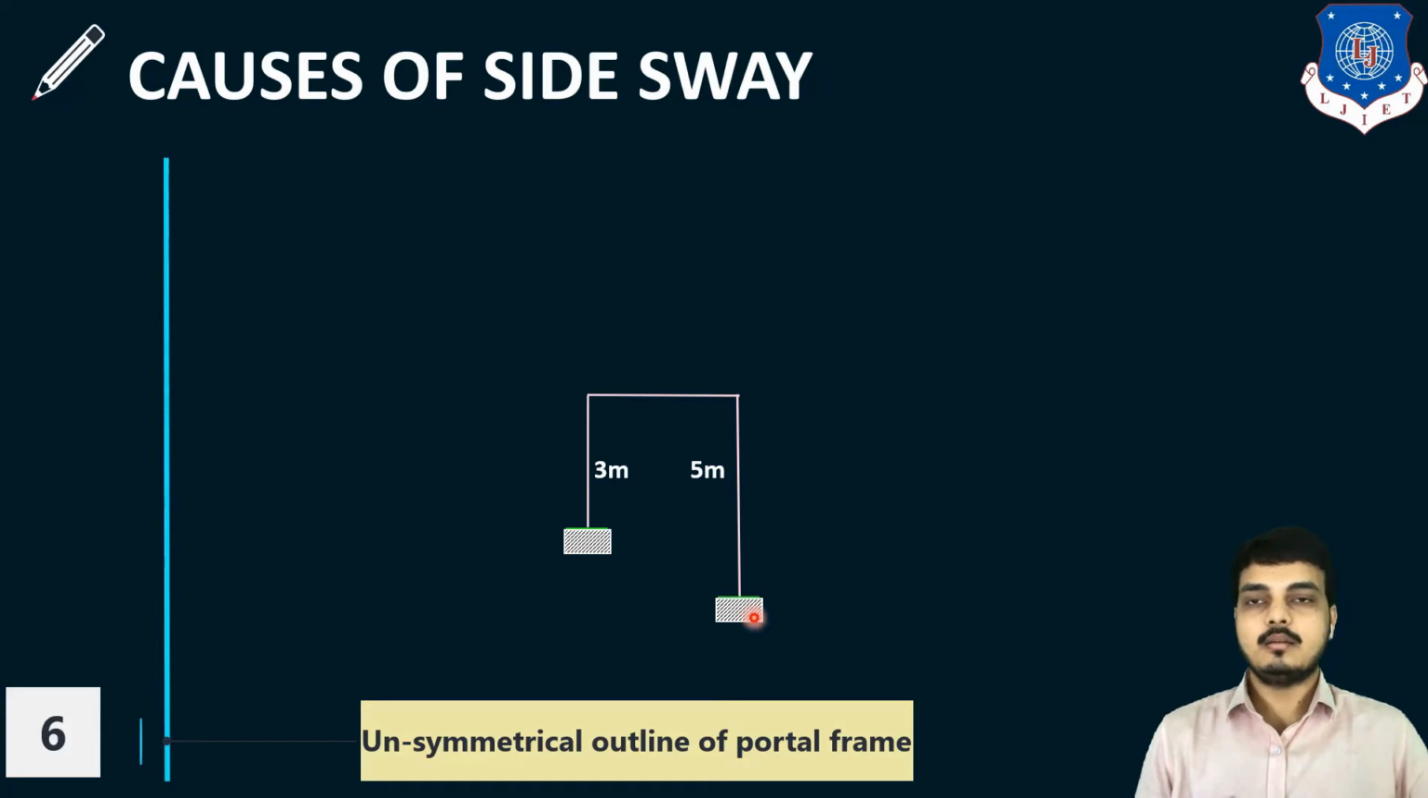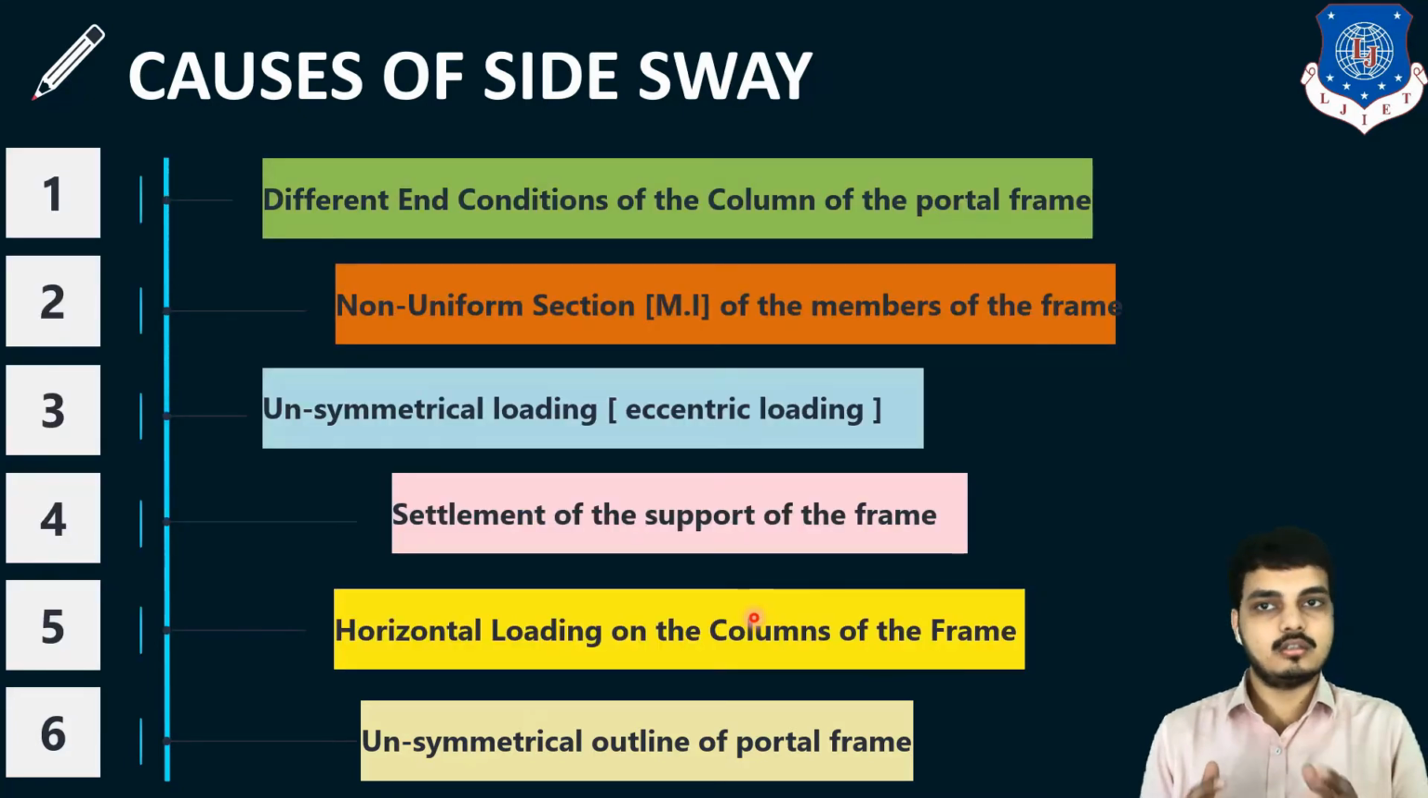By these certain points we can find out the causes of sway. The first was different end conditions, then non-uniform section of MI, unsymmetrical loading, settlement of support, horizontal loading, and unsymmetrical outline of the portal frame. If any one of them comes in the frame, ultimately the sway will occur. If at least one point is present, like a settlement of the support, the sway will occur. If there is a different end condition, the sway will occur.